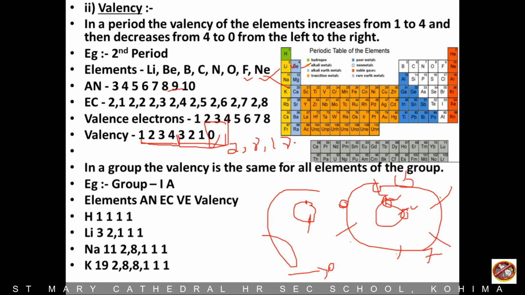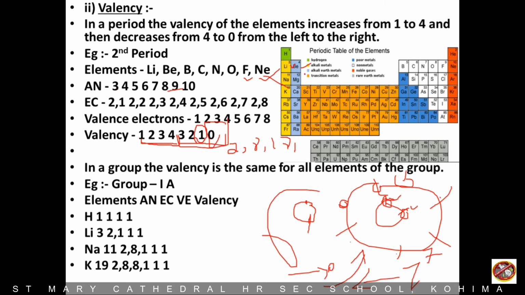So to become stable, they just need 1. That is why they will just try to accept 1 electron, okay. Else, if they try to give 7 electrons to others, a huge amount of energy will be required again. So what normally they do is that they rather accept electrons than donate them, okay.